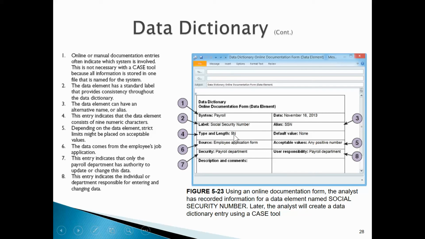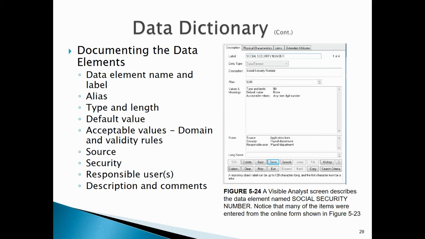Type and length, so 9, N, and then default value. We wouldn't have a default value, okay, because there isn't one to be had for this element of data. The source, its security, we would go further involved with security. Another: are we going to encrypt this data element, and if so, what table is it going in, what encryption method are we using, etc. So you get the idea.